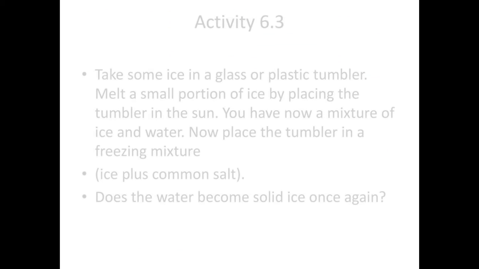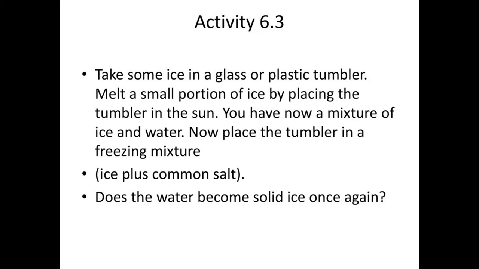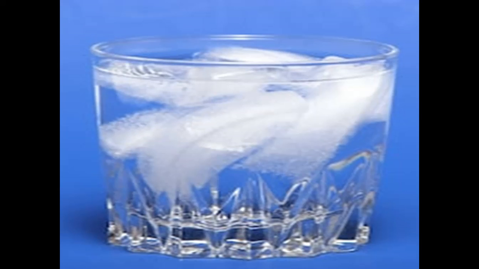Let us perform one more activity and try to understand what is meant by physical change. Take some ice in a glass or plastic tumbler. Melt a small portion of ice by placing the tumbler in the sunlight. You now have a mixture of ice and water. You can see here in this image, we have got the mixture of ice and water. At this moment, if we keep this glass in a freezing mixture, that is ice plus common salt, or keep it back in the refrigerator, we can observe that water becomes solid ice once again.